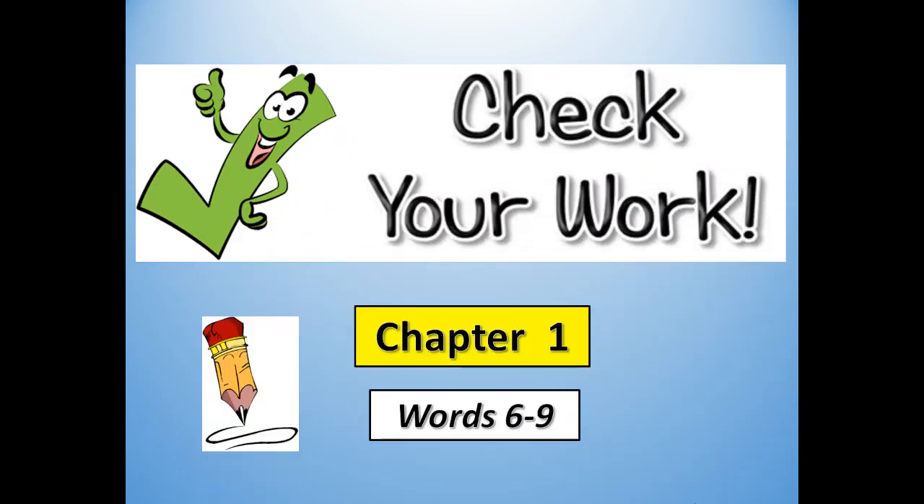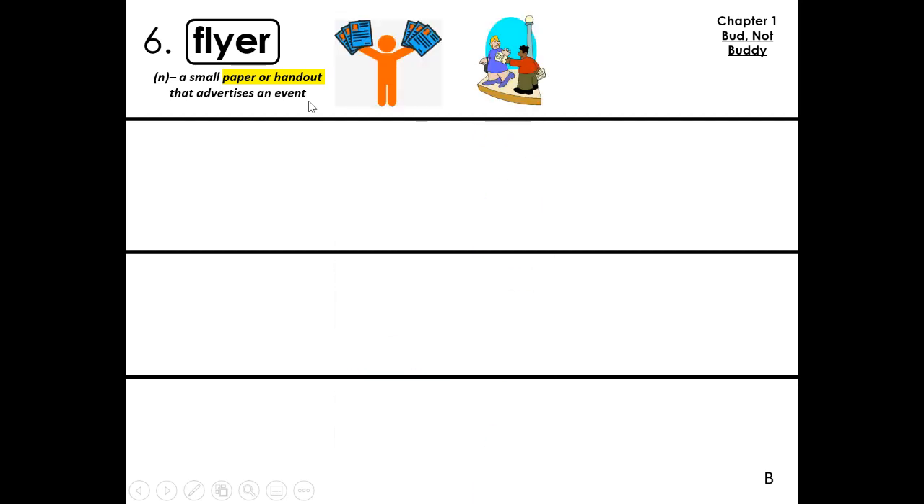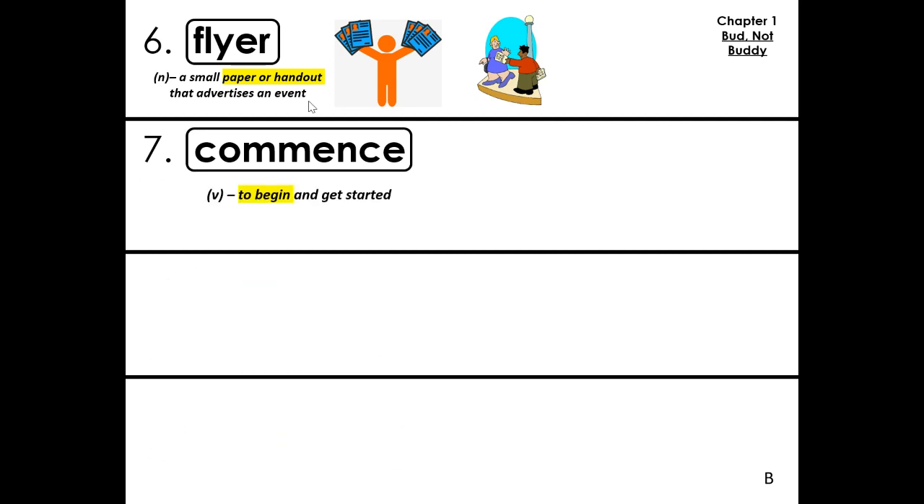For chapter 1, words 6 through 9. 6 was flyer. It was a noun, a small paper or handout that advertises an event. And if you noticed, I highlighted a shorter answer or a synonym that you can write in the second column. Here's our picture. Number 7, commence.